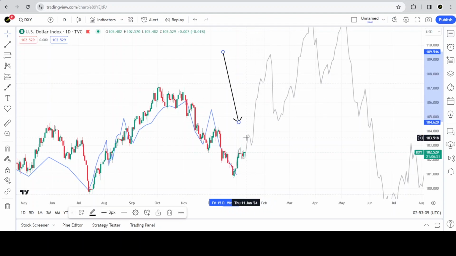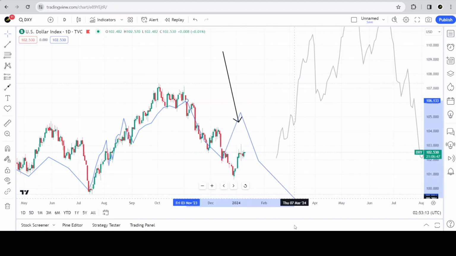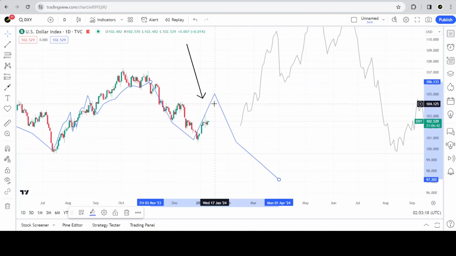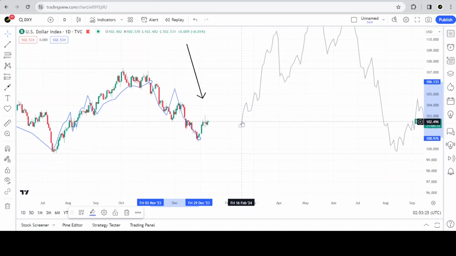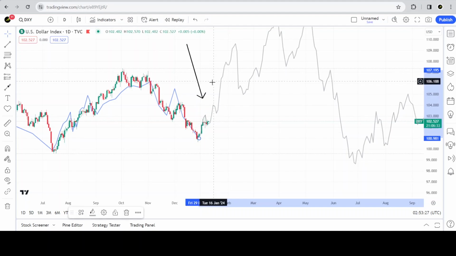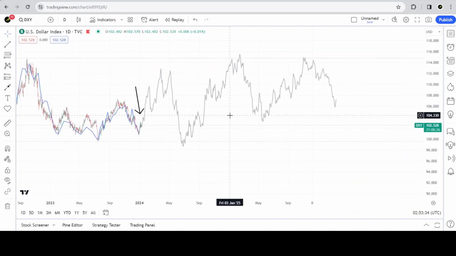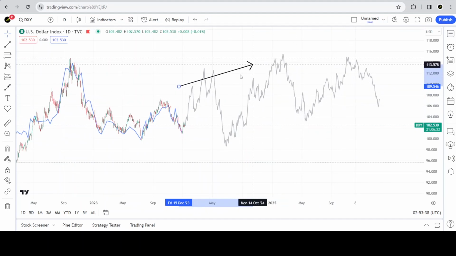Now, I'm going to play the devil's advocate here for a second. This could potentially even be a larger iteration of this move down. Maybe, maybe not. I don't know. We'll have to see how that plays out. So that is a possibility, something that we should be aware of. Or it could be something like this. Now, let's talk about this future peak that is yet to materialize. This is one iteration of a peak that the DXY has done in the past.